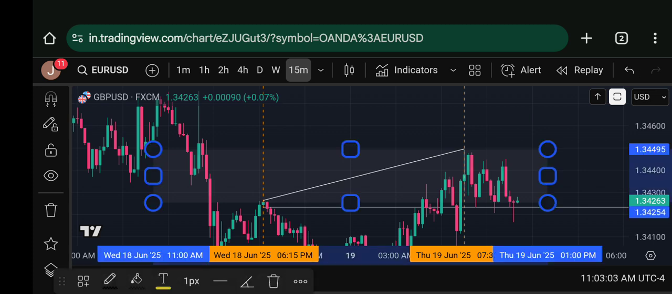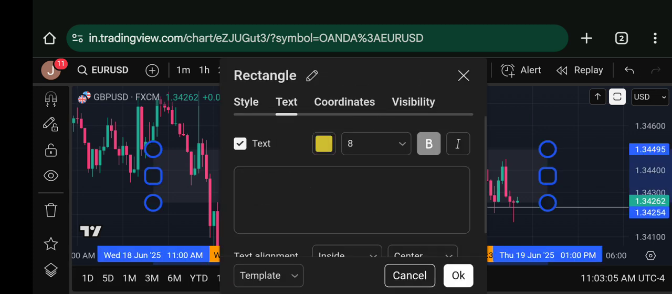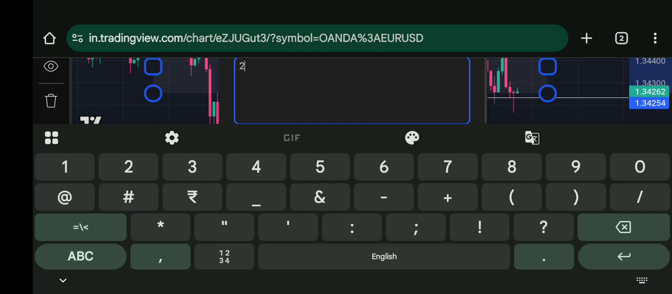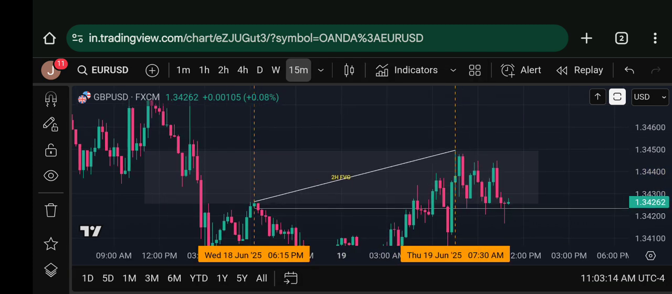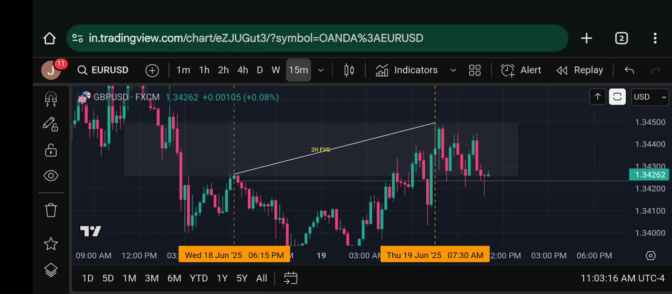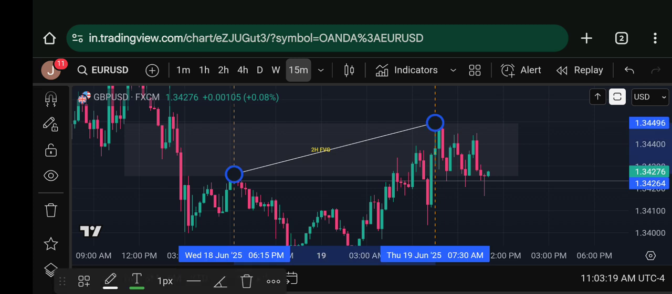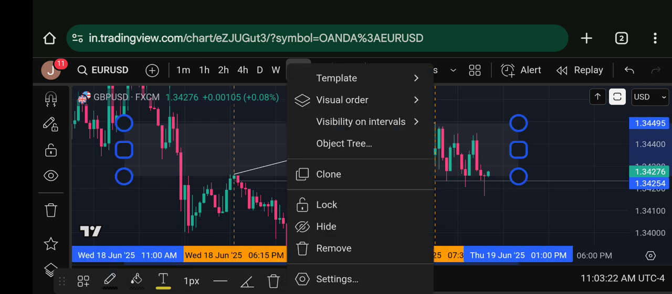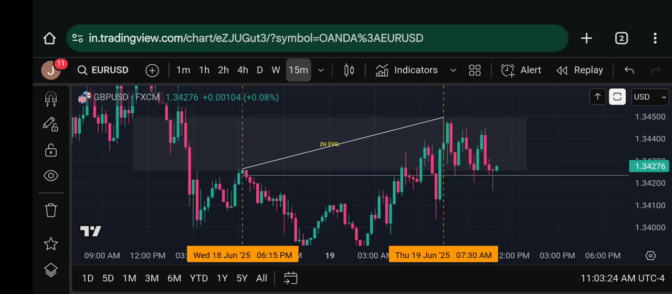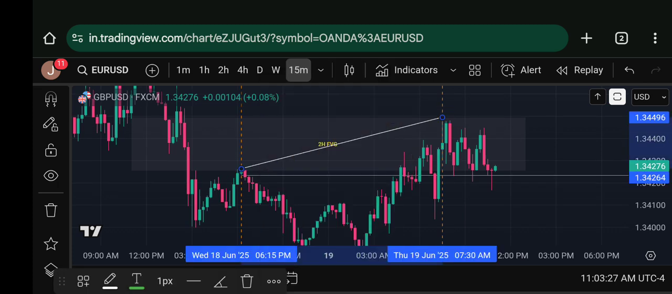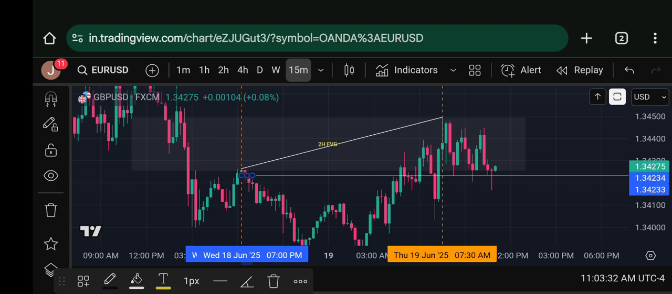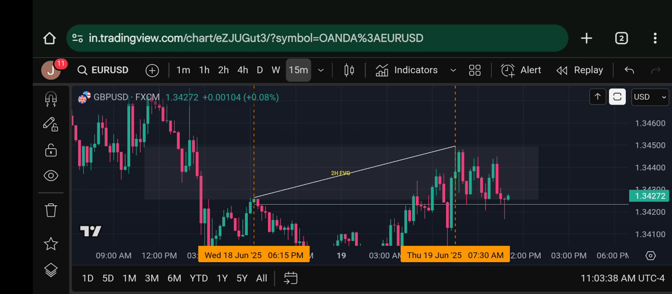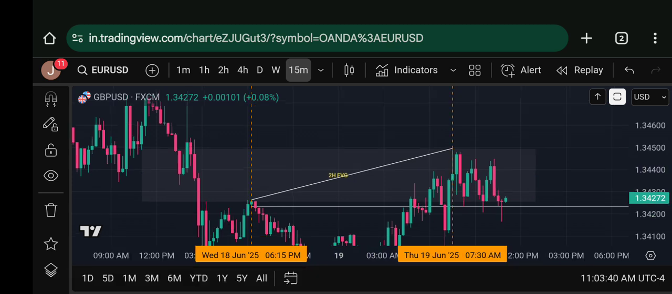And then it went into this 2 hour FVG. Price made a liquidity sweep here by disrespecting this bearish fair value gap, made a buy side liquidity sweep and then went into this 2 hour FVG.